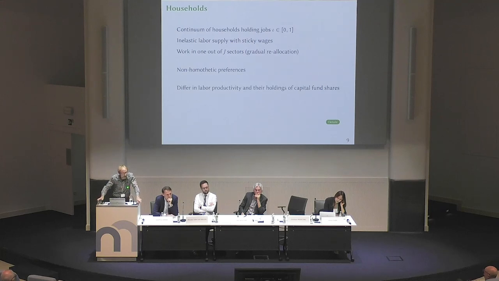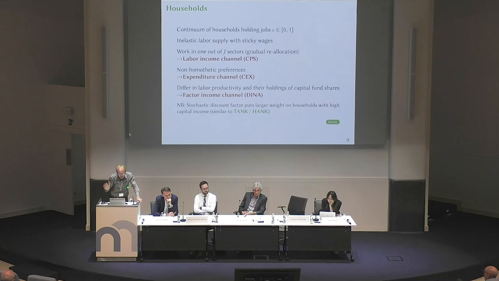Households have non-homothetic preferences. That means they have different consumption baskets depending on your income. And they differ in the labor productivity and the capital income share that they have. And so I'm going to use three microdata sets to discipline these three types of heterogeneity. From the Current Population Survey, I can calculate for each income percentile in which sectors households work. From the Consumer Expenditure Survey, I know for each income percentile what are the goods that they consume. And from the Distributional National Accounts, which are based on tax data in the United States, I know for each income percentile how much of your income comes from labor and how much comes from capital.